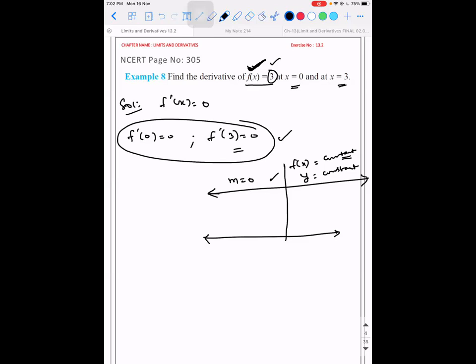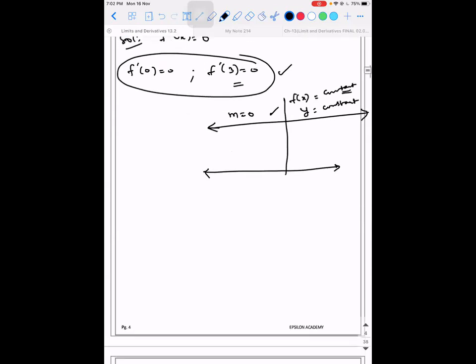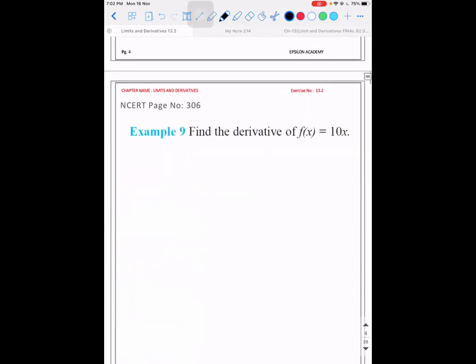So indirectly, whatever you have learned in the case of straight lines, here it will be slightly twisted. There you would have seen it in terms of x and y, here it will be in terms of x and f of x. But you should have it in your mind that f of x is nothing but y. Are you able to link both? Good. So you tell me, find the derivative of f of x is equal to 10x.